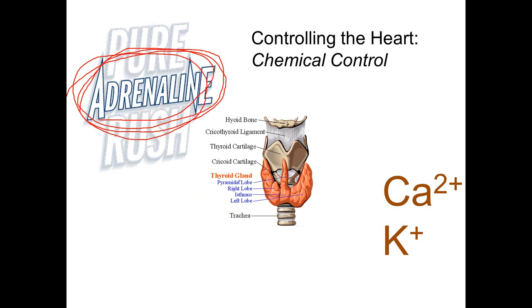The other thing is the hormones that are produced from the thyroid. An increase in thyroid hormone can actually raise your heart rate as well. And there are some important ions, calcium and potassium. So calcium and potassium ions also have a powerful effect on the heart.